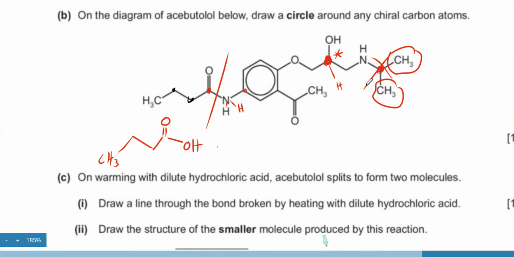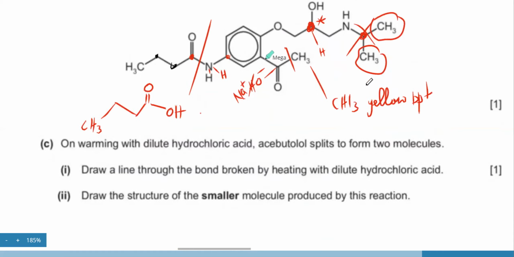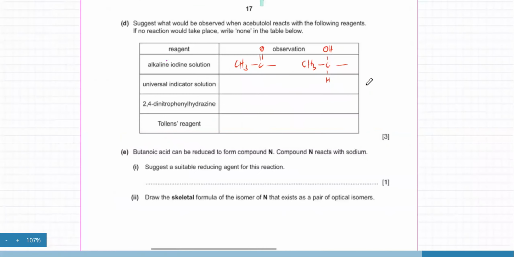So what's going to happen is the CH3 would break off into the yellow precipitate of CHI3. And because the condition is alkaline, the other side would change into a carboxylic acid. But since it's an alkaline condition, it would actually react to form a salt. So the iodoform test is positive.